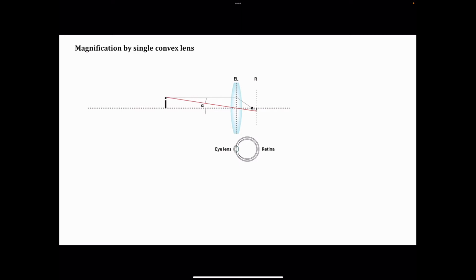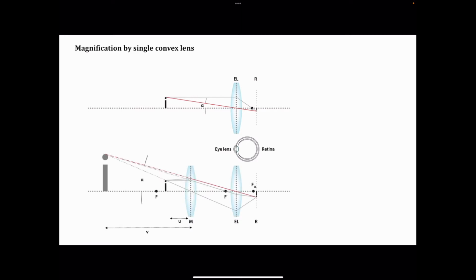Now, in the lower illustration, this is basically your eye lens, which we are showing here. Beyond the eye lens, there is the retina, which we are showing here. And on the retina, this image is going to be formed. Now, there are two focal points here. You have a front focal point and a back focal point.